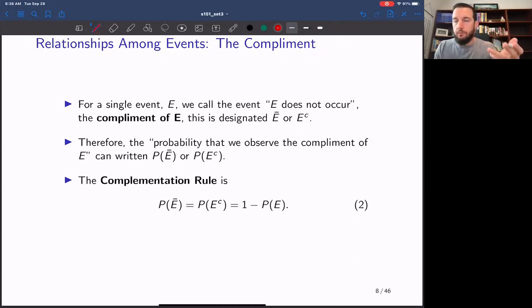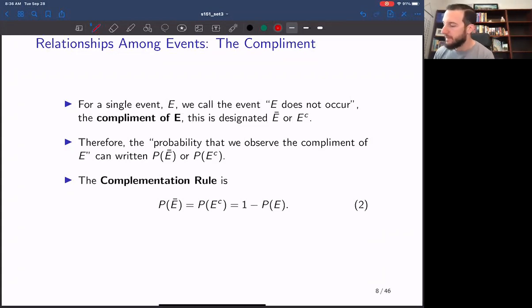Now, to compute the complement is quite straightforward. Every sample space, or sorry, the probability of all possible outcomes across the entire sample space has to equal 1. So if we want to find the complement of a particular event, we would do 1 minus the probability of that event.